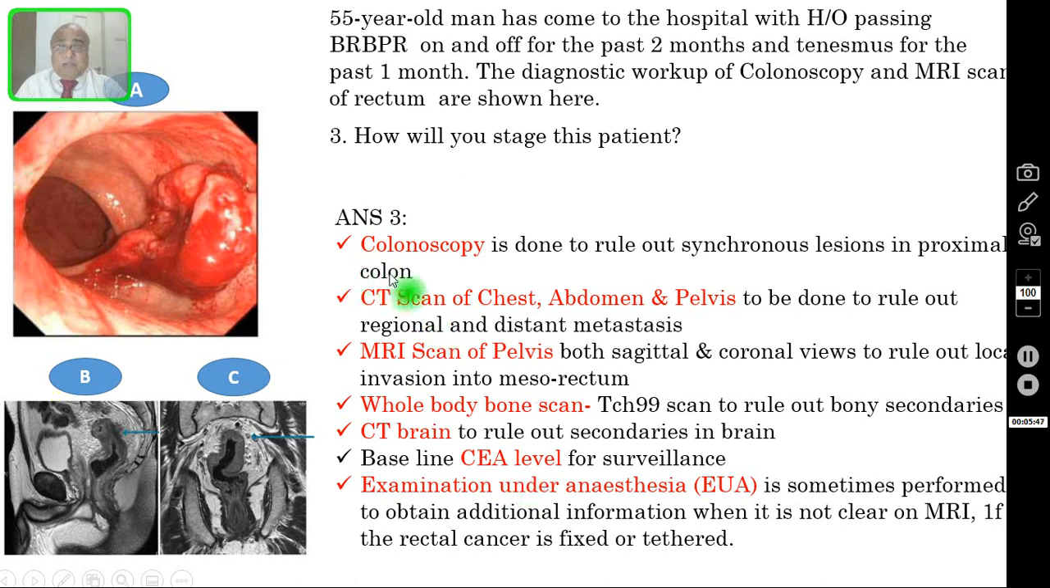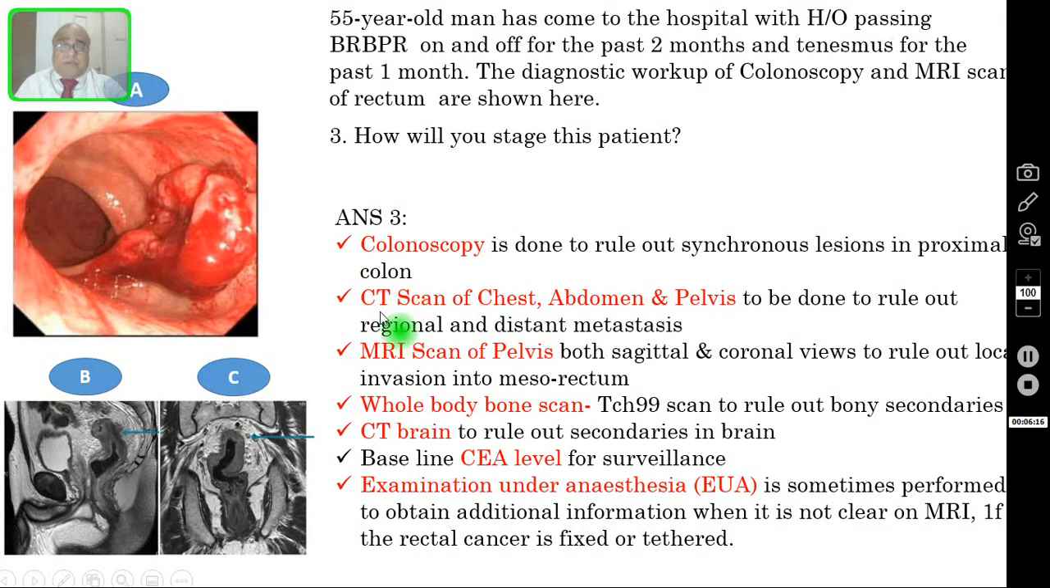So you must do a colonoscopy to rule out synchronous lesion in the proximal colon. There may be another tumor in the proximal part of the colon. So whenever you are dealing with a rectal growth, you must do a colonoscopy unless it is a completely obstructing tumor where you cannot do a colonoscopy. Otherwise, you must do it.